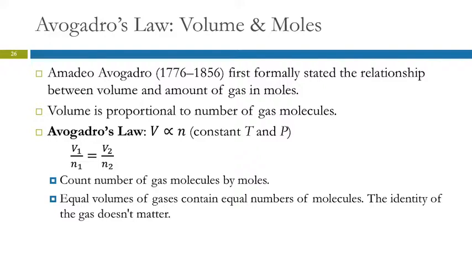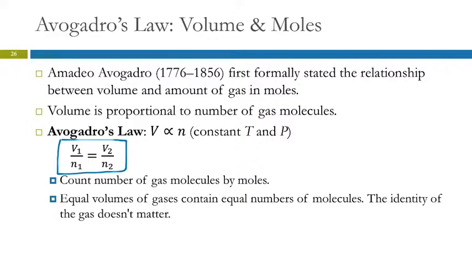What's interesting about gas volumes is that the volume is proportional to the number of particles and not to the mass or anything else. It's just the number of particles. So the gas itself, which gas it is, doesn't matter at all. So Avogadro's law tells us that the volume is proportional to the amount of gas in moles, assuming constant temperature and pressure. And then we can state that in a form similar to the other gas laws as V1 over N1 equals V2 over N2.